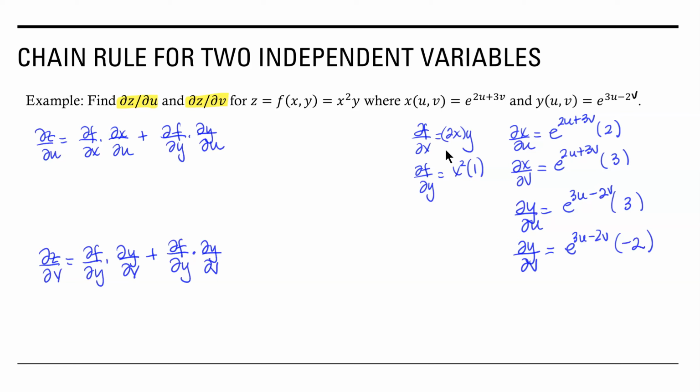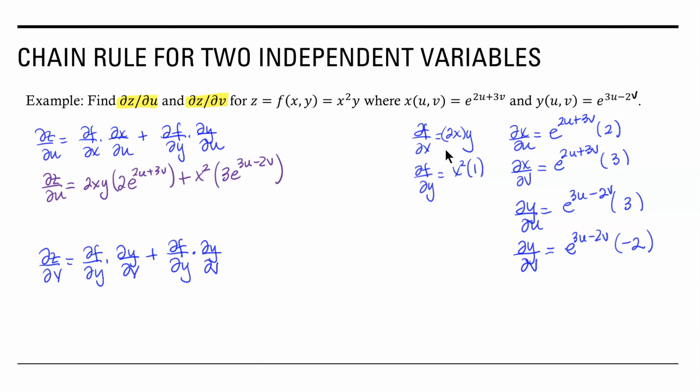Okay, so now we can assemble these into our partial derivative of z with respect to u. So the partial of z with respect to u is partial of f with respect to x, so that's 2xy, times x with respect to u, that's 2e to the 2u plus 3v, plus partial of f with respect to y, that's x squared, times the partial of y with respect to u, that's 3e to the 3u minus 2v.